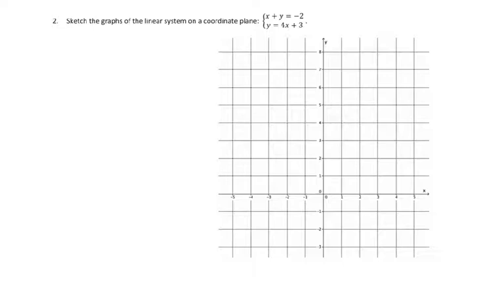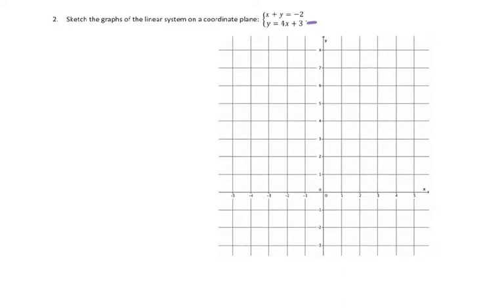It says sketch the graphs of the linear system on a coordinate plane. So we have x plus y equals -2 and y equals 4x plus 3. So I like this equation best because it's already in slope-intercept form, and I know where my line is crossing my y-axis. So my line is going to cross my y-axis at +3.